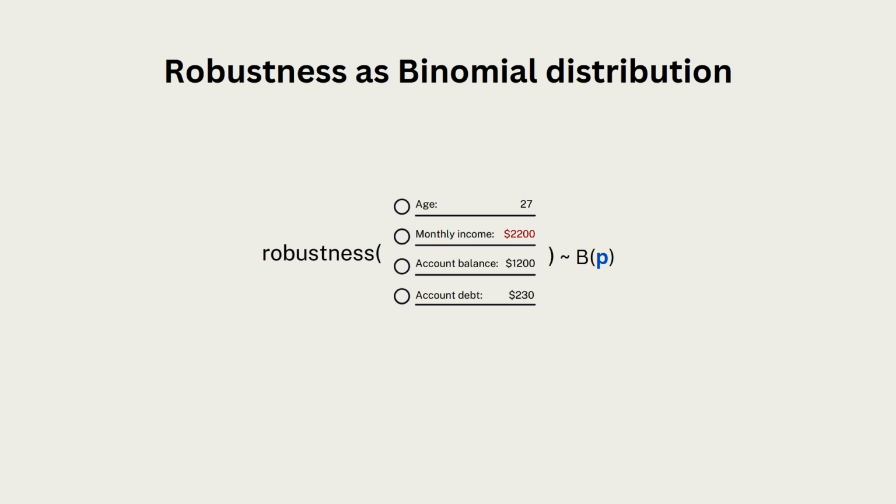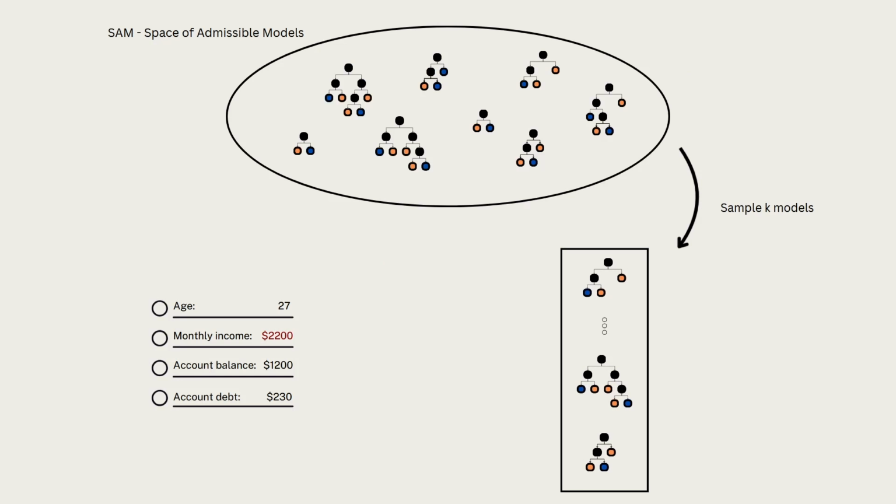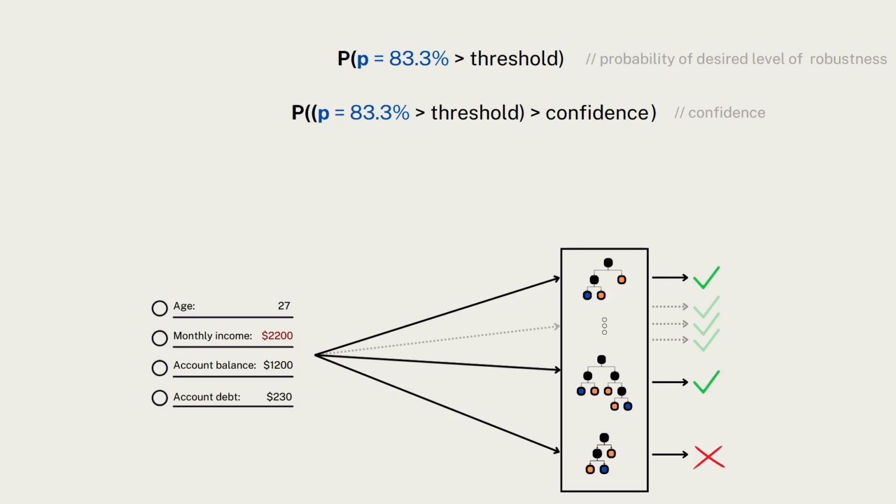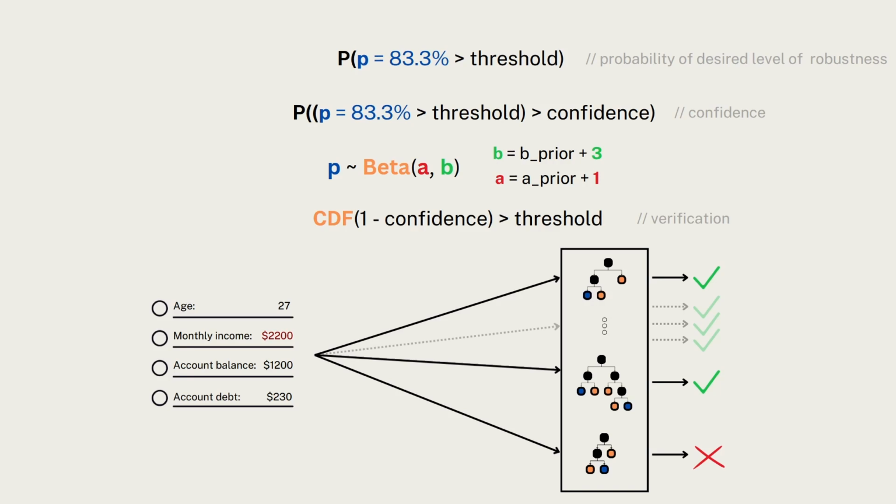That is a probability that a counterfactual remains valid for both the original model and any model from sum. To estimate it, we bootstrap sample models from sum and query them about the counterfactual. However, we are also interested in the confidence that the estimated robustness is greater than the desired threshold. That's why we also quantify the confidence by estimating the conjugated beta distribution. Then, we use its CDF to verify if counterfactuals are robust with a given confidence.